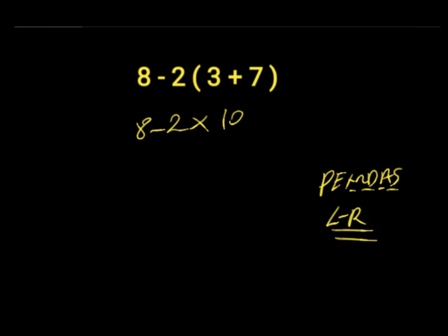2 times 10 will give us 20. Then we have 8 minus 20. 8 minus 20 will give us negative 12. Negative 12 is the right answer to this question.